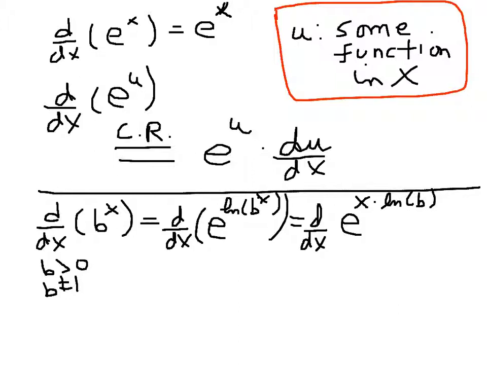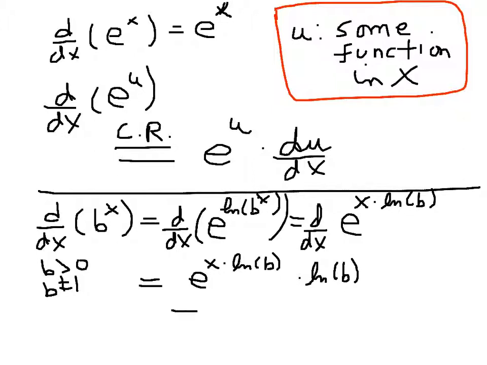So properties of logs, properties of exponents here. Please note that b is a constant, and so ln of b is a constant, and that'll be popping up throughout our work here. So what we have is the derivative of e to some function, and we've shown that that derivative is e to that function times the derivative of this. And that's just a constant times x, and so the derivative is ln of b.